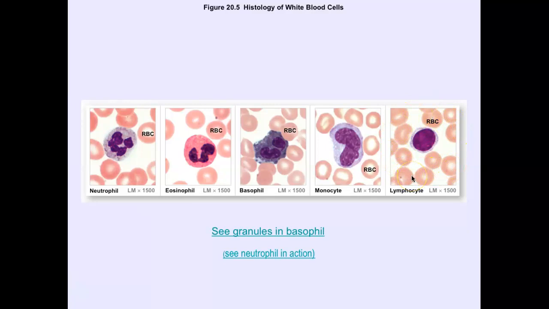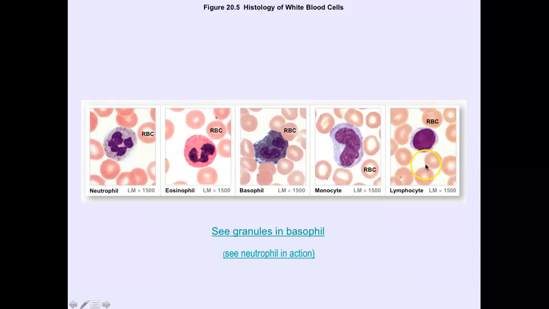What non-specific means is that these cells respond to anything foreign. Doesn't matter what it is. Staph bacteria, it can be E. coli bacteria, it could be a fungus, it could be whatever, right? It's going to respond to and gobble up, phagocytose anything foreign, non-specific. Let's just compare that to specific immunity, which is what the lymphocytes do.